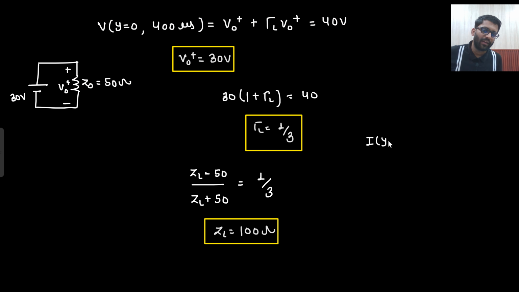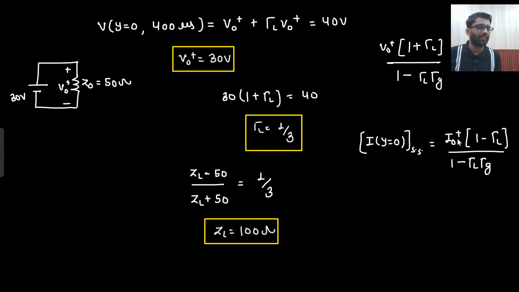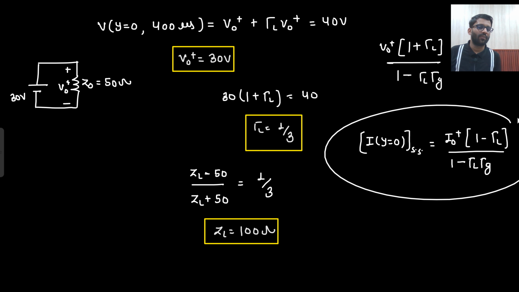I at y equals 0. Basically at steady state you need to find the current. That current would be I naught plus. I remember the formula for voltage: V naught plus, everything was added, but in the denominator 1 minus gamma L gamma G would be coming. Now for current, it would be 1 minus gamma L divided by 1 minus gamma L gamma G. Why again minus? Because this will be minus gamma L and this will be minus gamma G, and minus minus will be plus. So this was the formula for current.